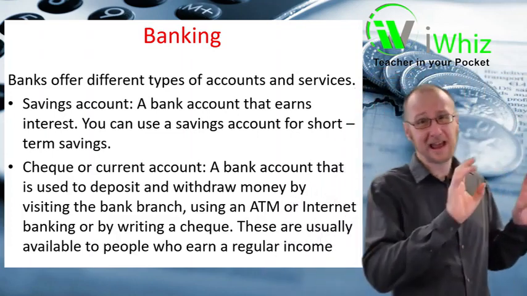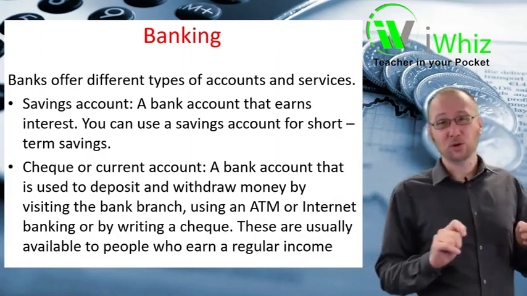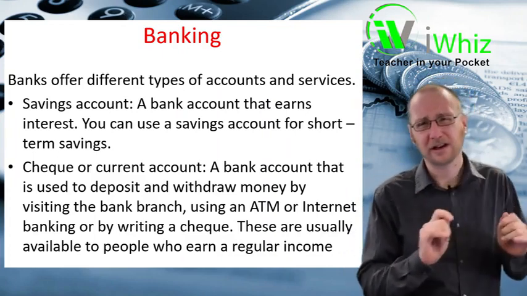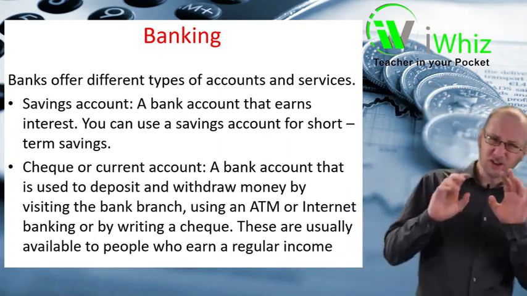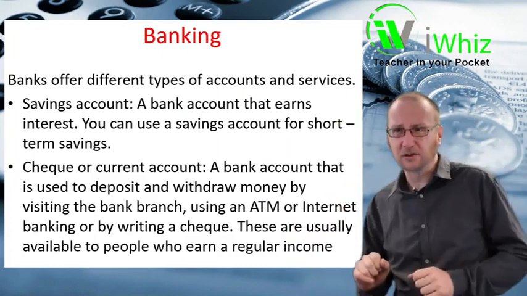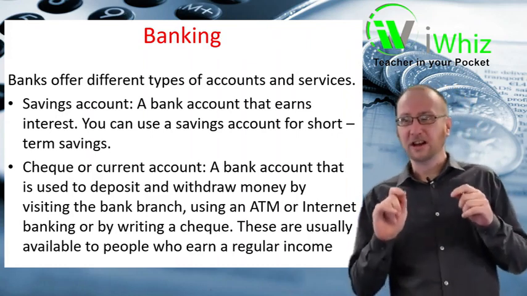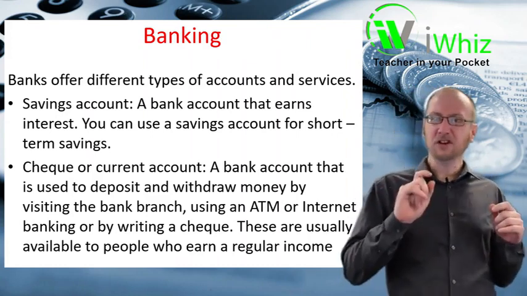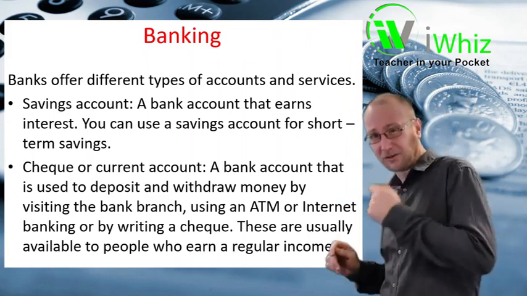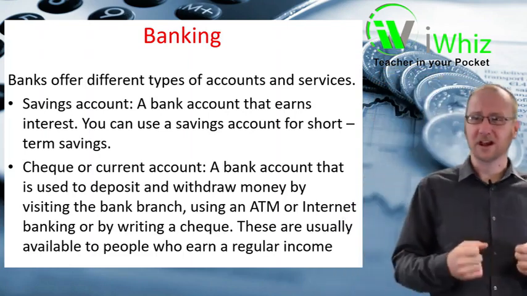Some of you may already have your own accounts. But when you finish school and you enter the working world or go to university, you will definitely have to look at getting one. So the first type of account we are going to speak about is a savings account. A savings account is a bank account that earns interest, and you can use a savings account for short-term savings. And this is one of the two most common types of accounts.